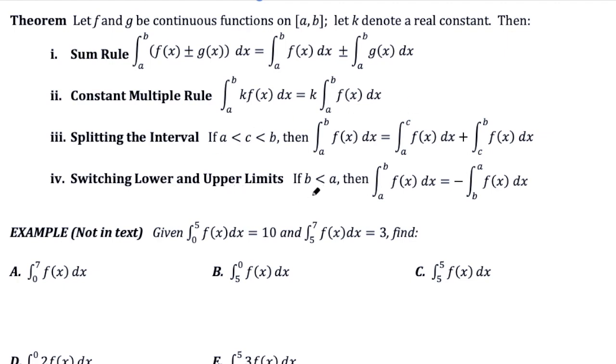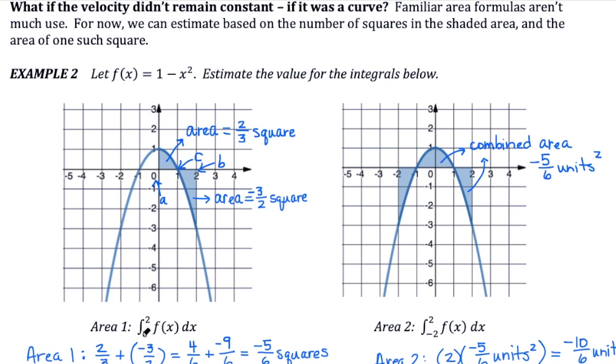If your B value is actually smaller than A, so, for instance, if A was 6 and B was a smaller number, like 2, think about what that would mean. We have seen back up here, when we write 0 as a lower limit and 2 as the upper limit, we mean start at 0, go to 2. What does it mean if those switch places? If I write the integral going from 2 to 0, effectively I'm reading backwards. I'm starting at 2 and going to 0.